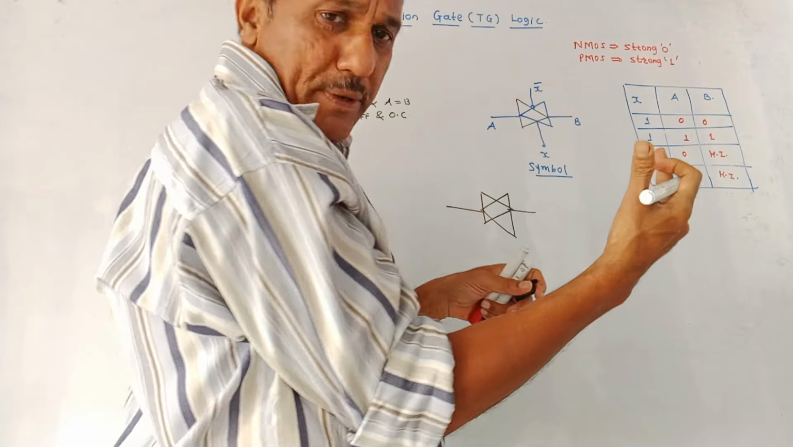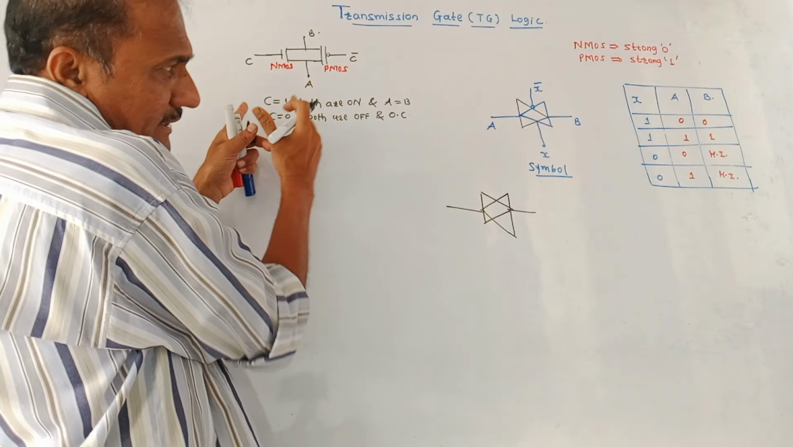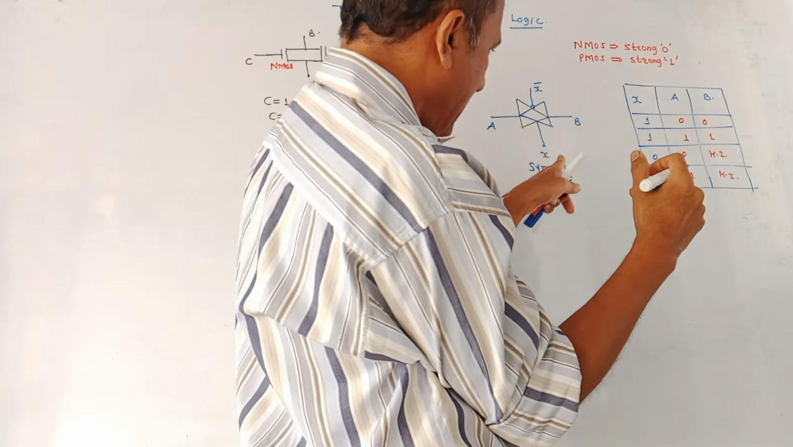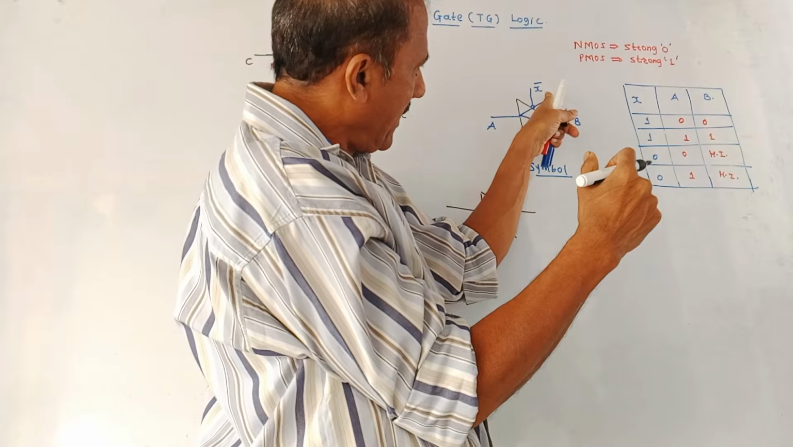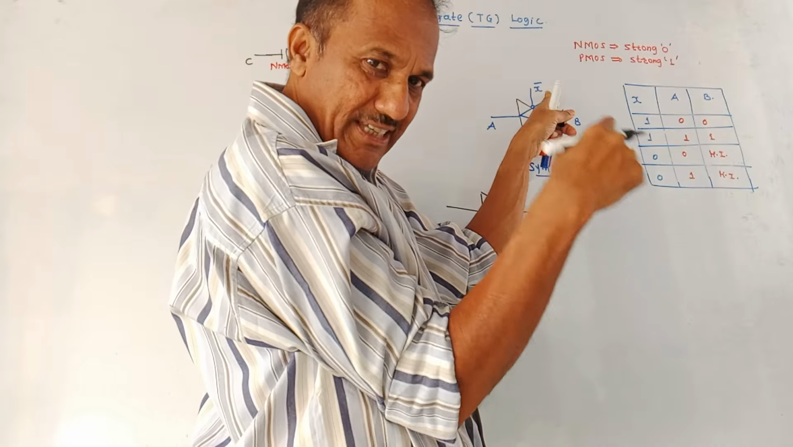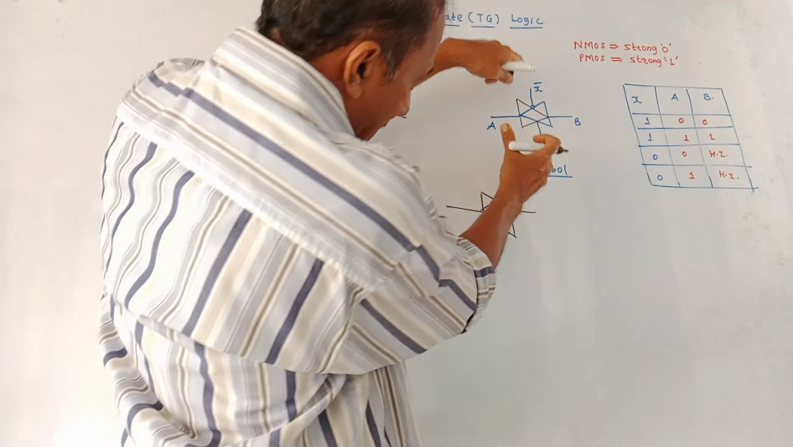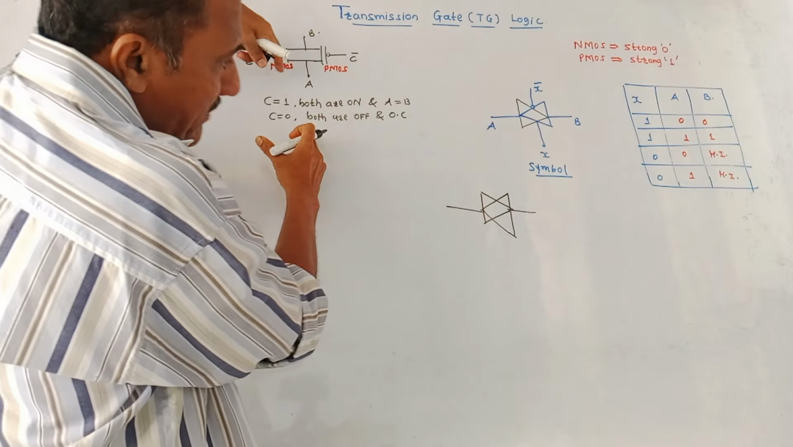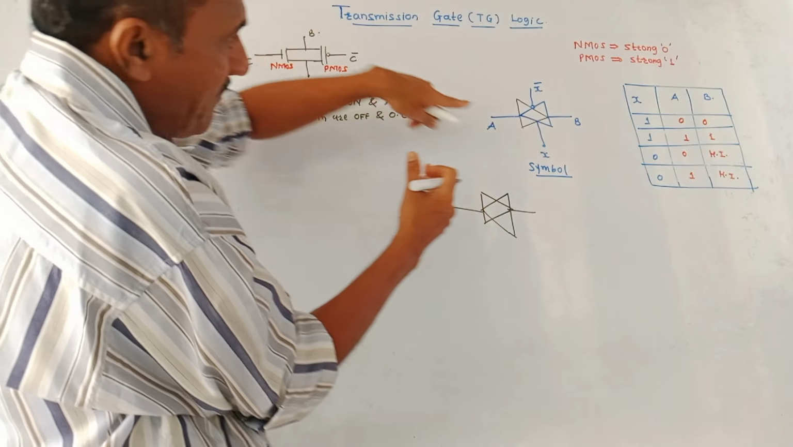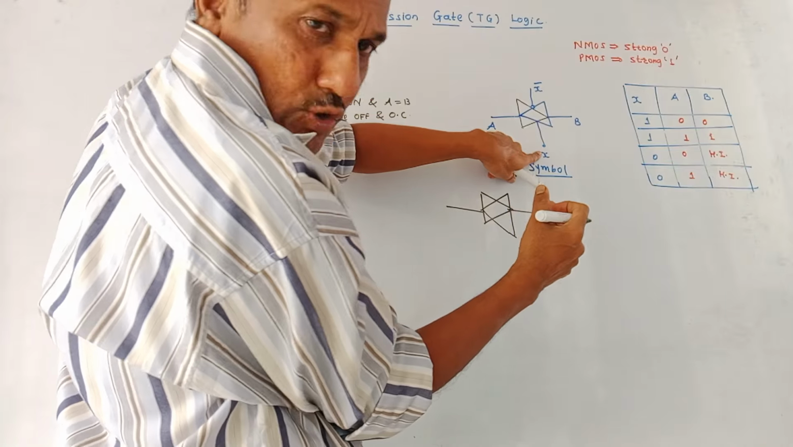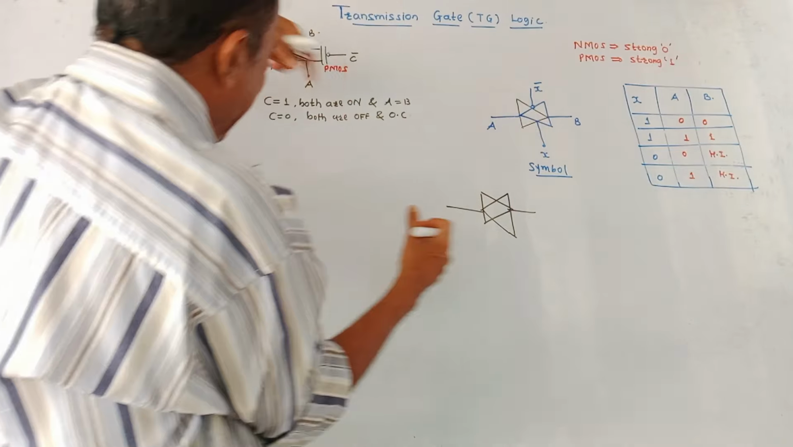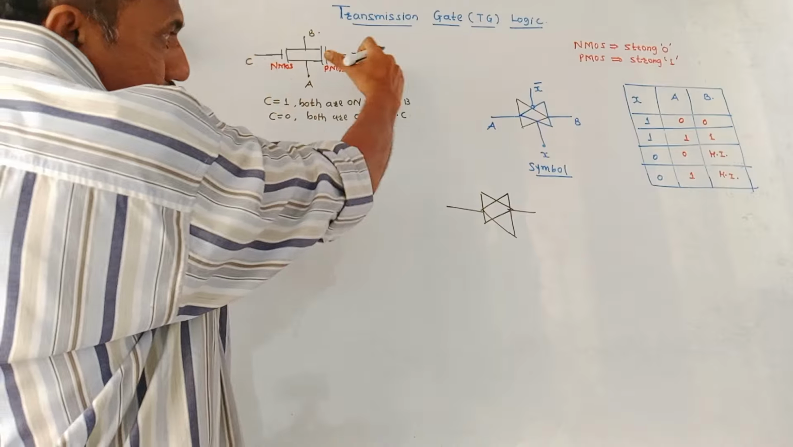Now, how does the operation take place? Like we have discussed, whenever X is 1, NMOS is on, PMOS is also on, because X is 1 means X bar will be 0, so PMOS is also on. This diagram is a little different from the earlier diagram. Here I have shown control signals X and X bar vertically. In the earlier case, C and C bar control signals were shown horizontally.